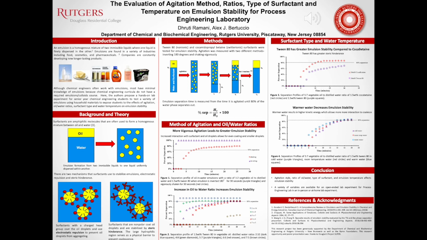So in conclusion, we found that agitation style, the ratio of oil and water, the type of surfactant, and the temperature of the emulsion affected emulsion stability. And as you can see, there's a variety of variables that can be tested, and it's available for an open-ended lab experiment that could be added to a senior year chemical engineering curriculum. Also, all the materials used in this lab are very cost efficient, and it could be done at home or in person.